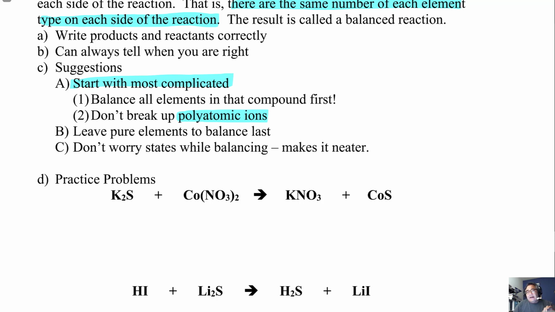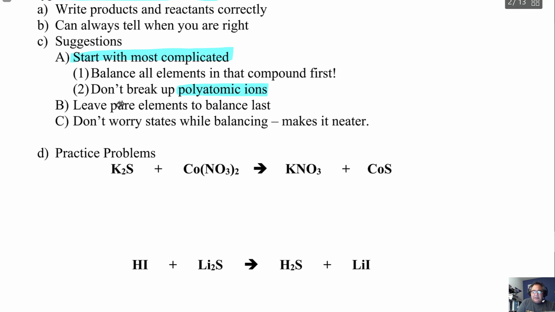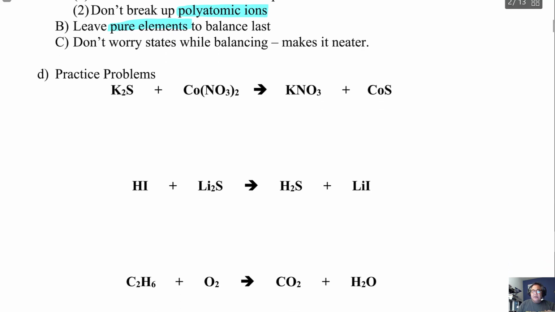Now, having said that, what you try to avoid doing is trying to balance the pure elements first. For example, oxygen, O2, you wouldn't balance the pure element first because that's a fudge factor that you can just give any coefficient to get it to balance because you're not going to be affecting anything else when you do that. Also, don't worry about states while you balance because it's just a lot more writing and it'll make your whole process neater and easier to follow. So let's go ahead and do this first one.